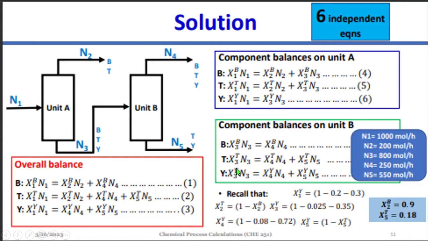Then when we look at unit B as well, now our feed is N3. So I'll find the mole flow of benzene in stream N3, maybe by multiplying the mole fraction by the total mole flow. And that should be equal to the mole flow of benzene in stream N4, the mole fraction times the total mole flow.